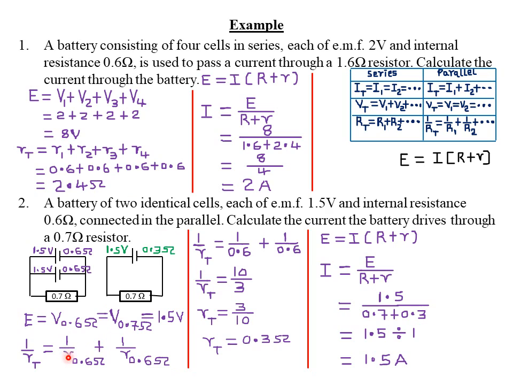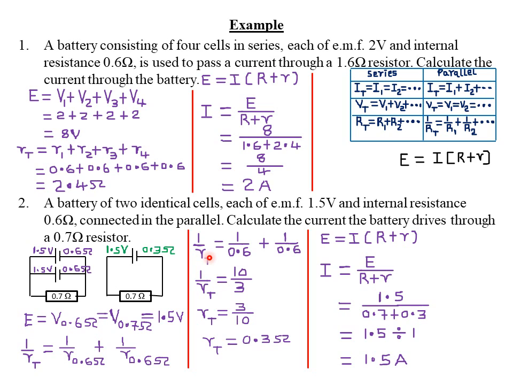That's why we only have 1 over R through 0.6 and 1 over R through 0.6. If there were maybe 3, we could have added plus 1 over R through 0.6. But because there are only 2, we just have two values representing our formula. Therefore, 1 over R total, and remember small r represents the total internal resistance.